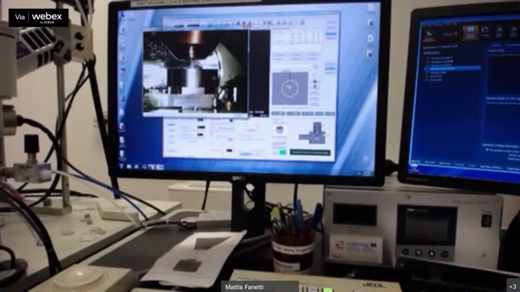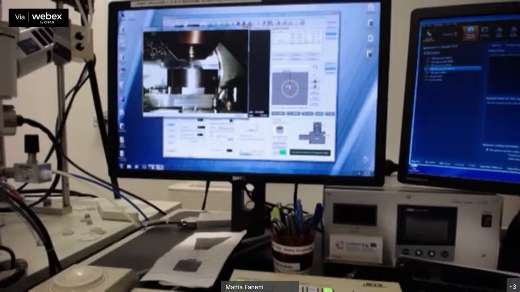This kind of a microphone is the secondary electron detector. It's a grid which is at plus 300 volt, which attracts and collects the secondary electrons which are emitted by the sample. And here there is the scintillator and the photomultiplier.